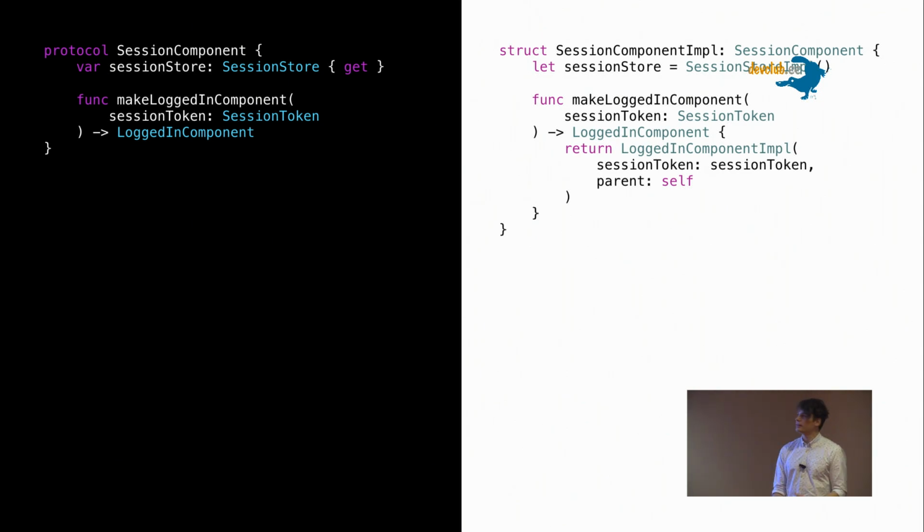And in order to create this factory method here, we will instantiate the logged-in component implementation, or our subcomponent implementation, and pass it one important thing here. Remember I said that we can depend on our parents? This is how this parent dependency happens. What's important is that on the abstraction side, we know nothing about our parent. But where we have nitty-gritty details, we know that we will pass ourselves as a parent to our subcomponent.